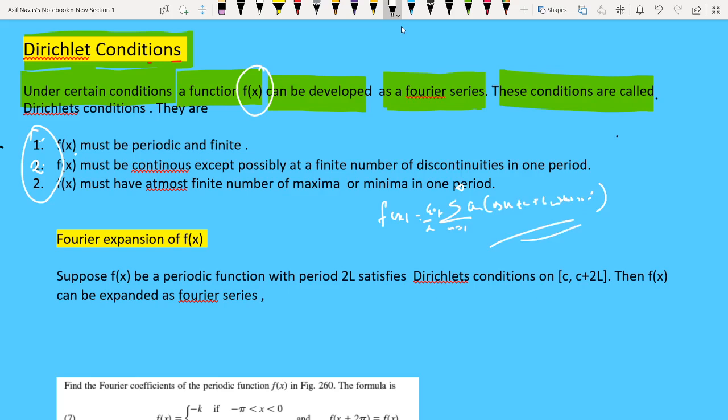The conditions are: f of x must be periodic and finite, that means we must define f of x as a periodic function. And f of x must be continuous except possibly at a finite number of discontinuities in one period. And f of x must have at most a finite number of maxima or minima in one period. If f of x satisfies these conditions, then f of x can be written as a Fourier series.